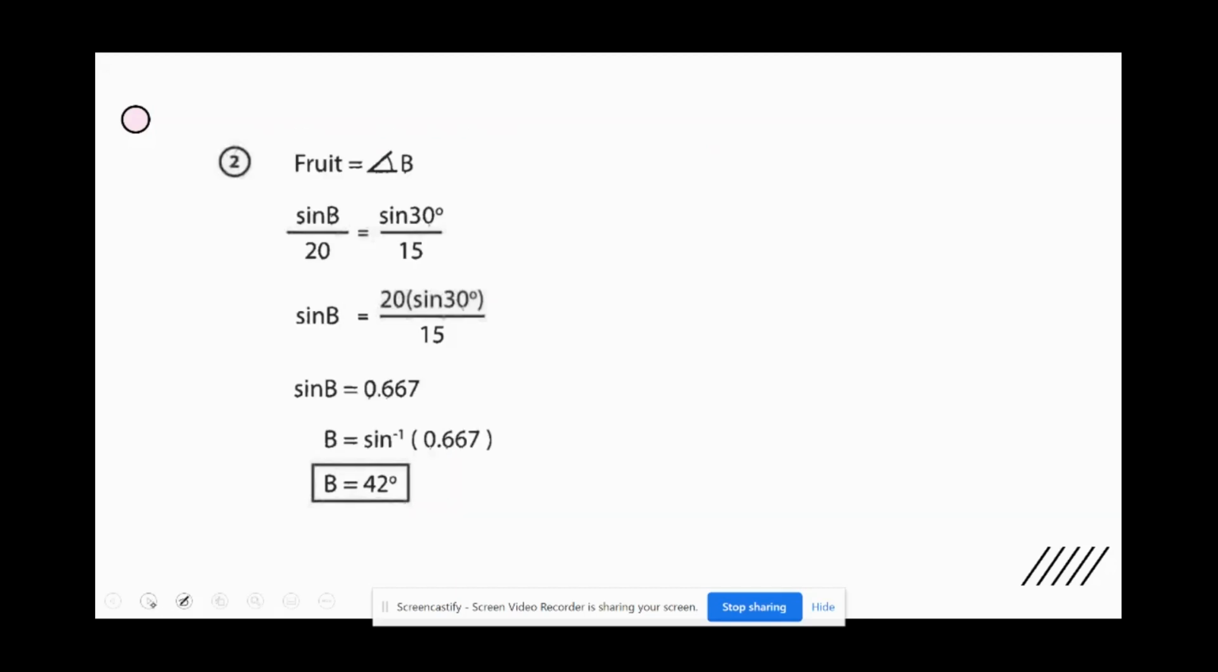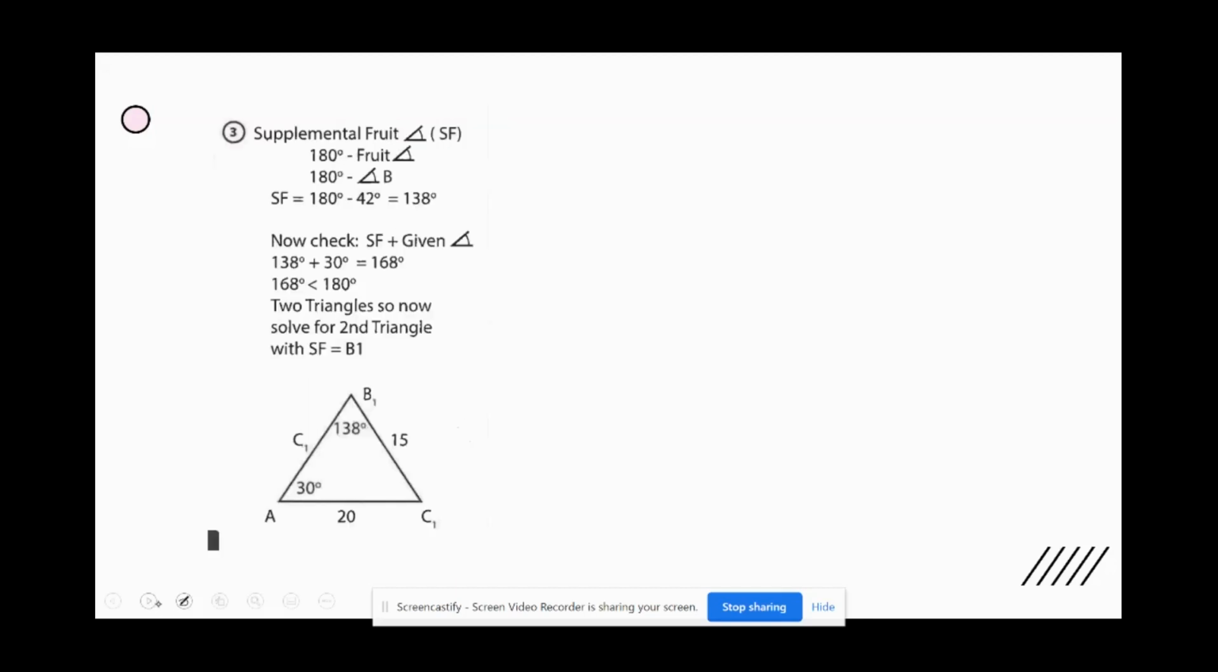So let's try number 3. Number 3 is going to be an example where we are going to get two triangles, okay? So first of all, let's start with this triangle. All right, so I'm given, this matches up with this, and I have angle, side, side, all right?